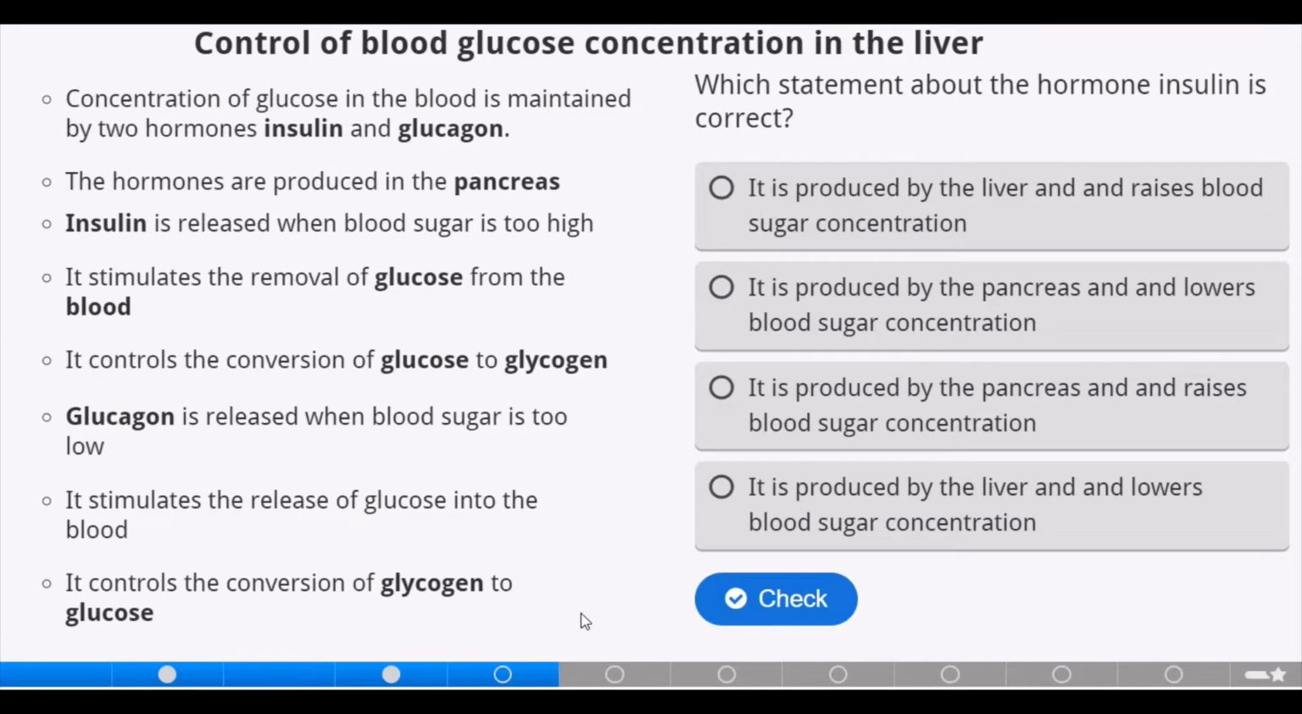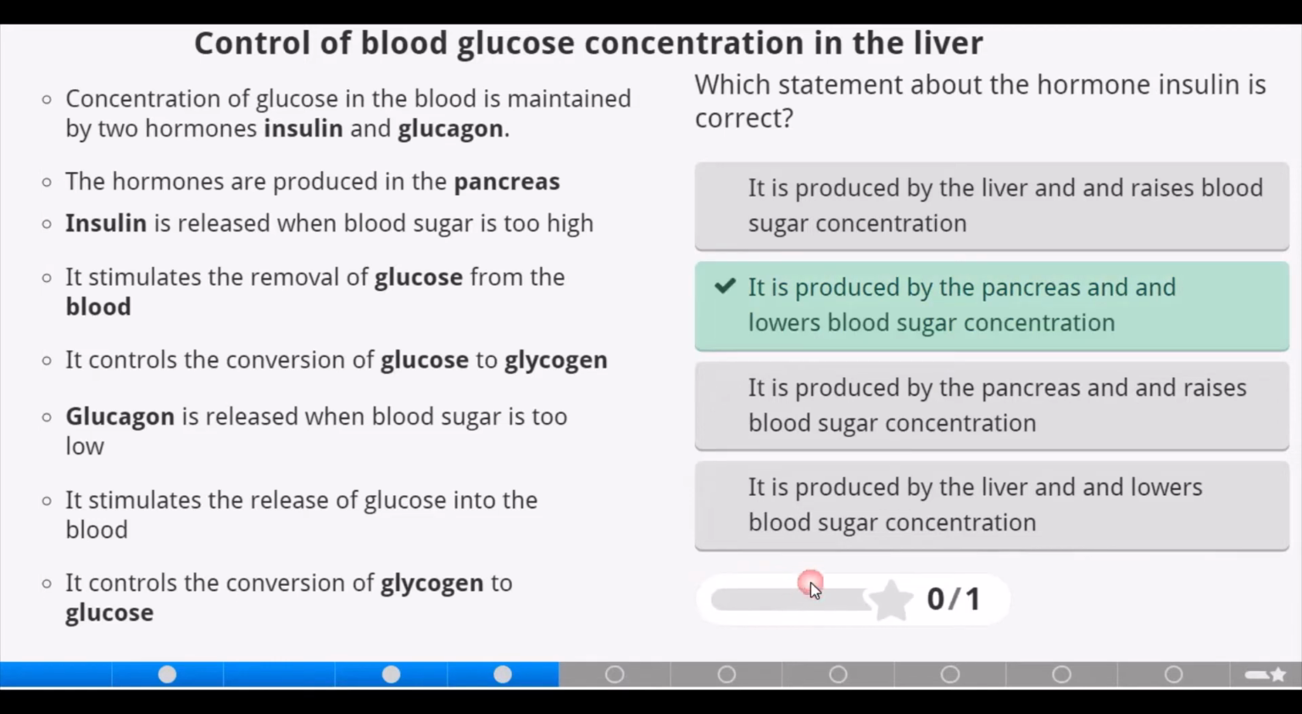So, a question related to this explanation says, which statement about the hormone insulin is correct? It states it's produced by the liver and raises blood concentration. No, we're not going to go with that. Although the whole action of maintaining the blood sugar level is carried out by the liver, the hormone insulin is actually produced by the pancreas, not the liver. So it is produced by the pancreas and lowers the blood sugar concentration will be the correct answer.